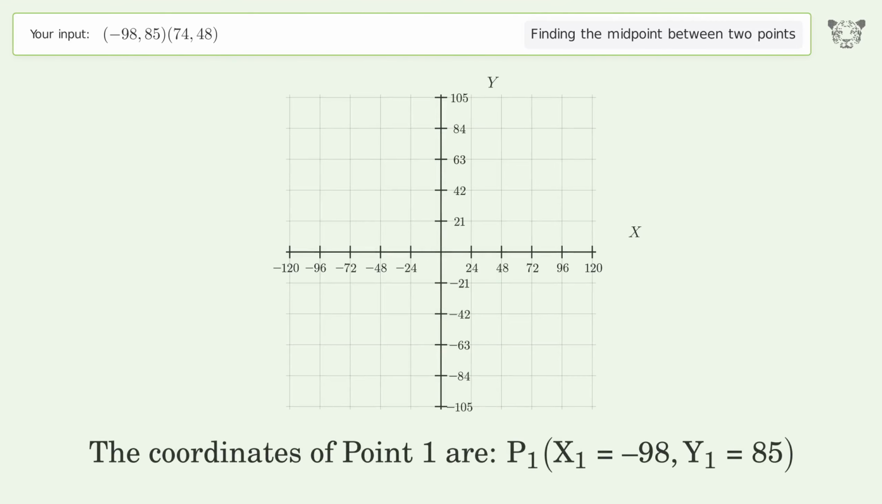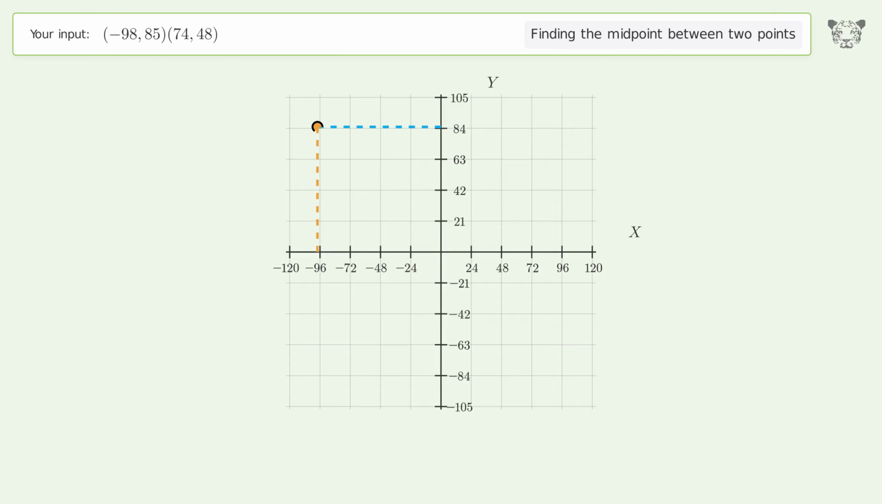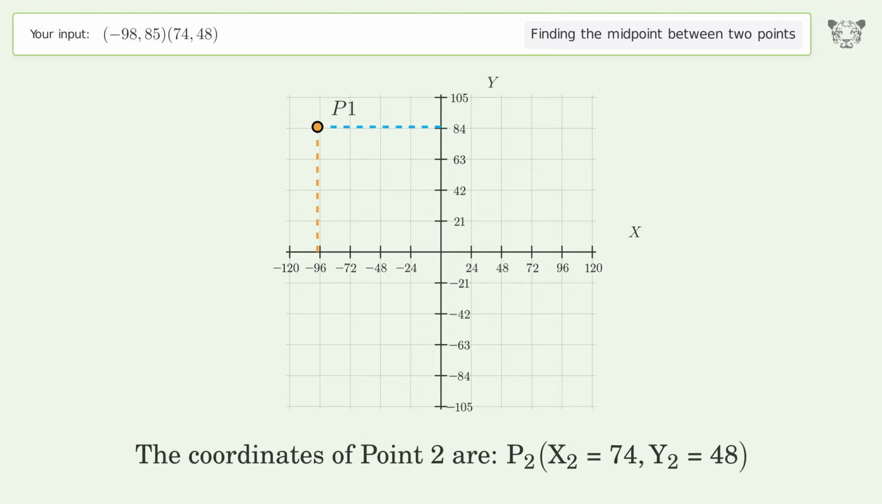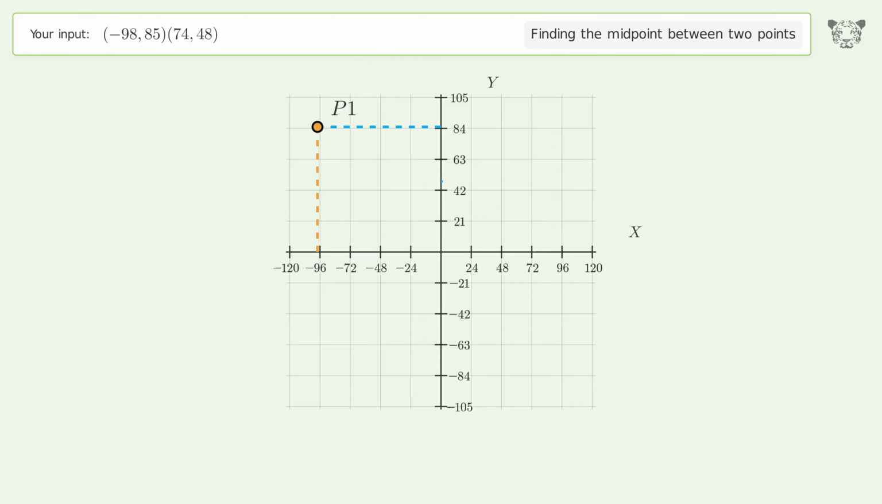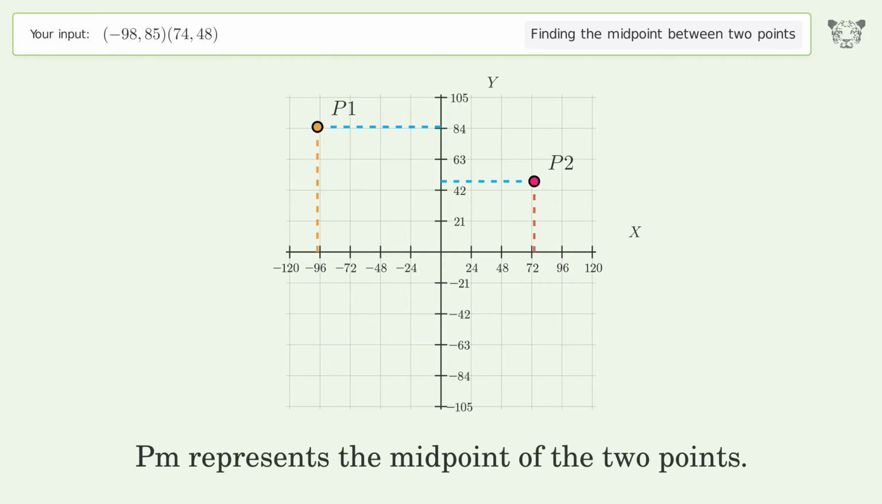The coordinates of point 1 are x1 equals -98, y1 equals 85. The coordinates of point 2 are x2 equals 74, y2 equals 48. PM represents the midpoint of the 2 points.